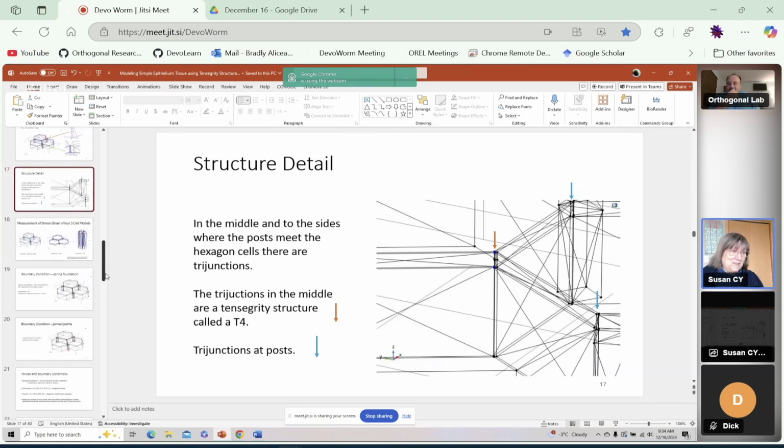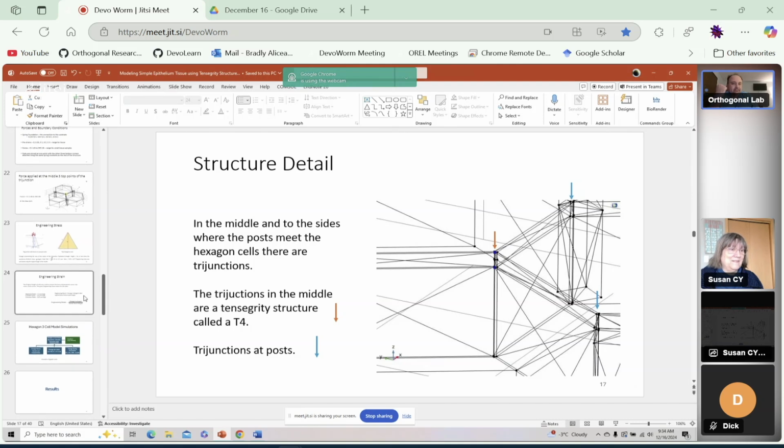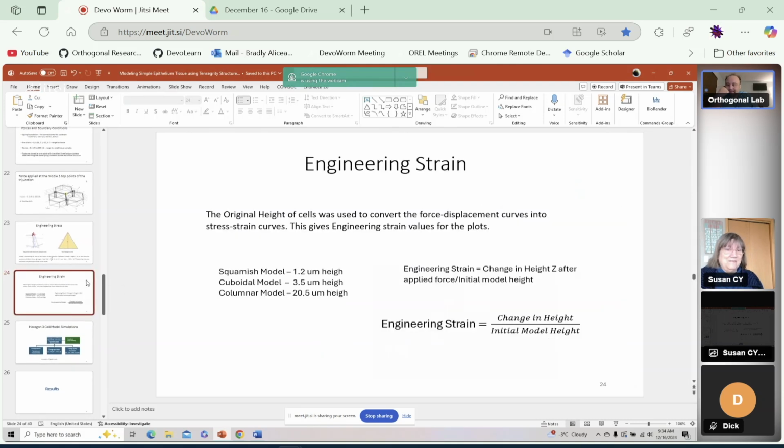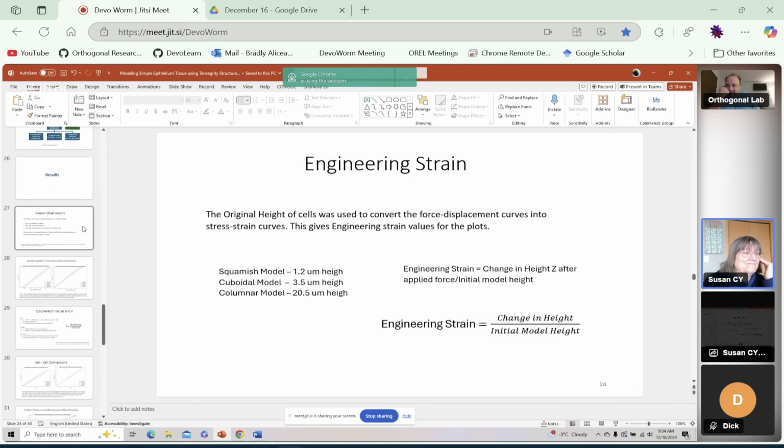Any other questions? Just keep going through the slides, and then Dick has a couple questions. No, that's not it. It's 27 where I made the mistake.